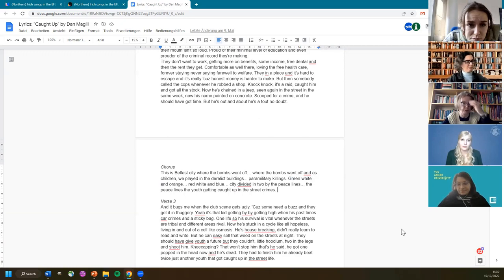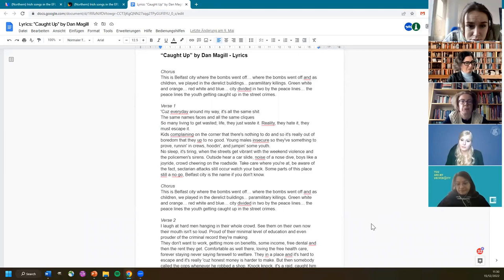As regards maybe a pre-listening activity, you could give them the first few words of the song. This is Belfast City where? And then they continue the sentence. And it would be interesting, depending on how much they know about Northern Ireland, to see how they complete that sentence. Mm-hmm. And it would also give us an insight into their expectations of the song.